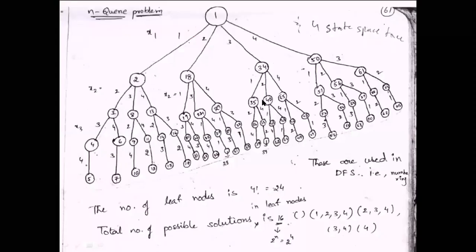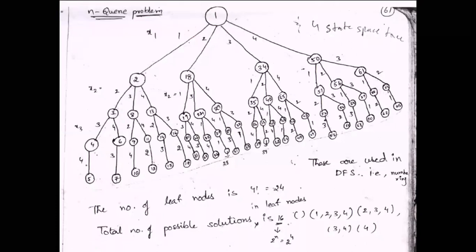In the solution space tree, you are systematically searching the solution by using implicit constraints and criteria function. What is the criteria function for the n queen problem or 4 queen problem? No two queens are in the same row, same column, same diagonal. That is the criteria function.